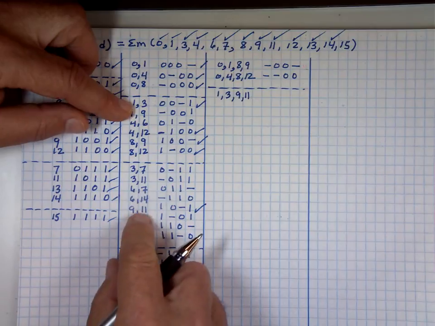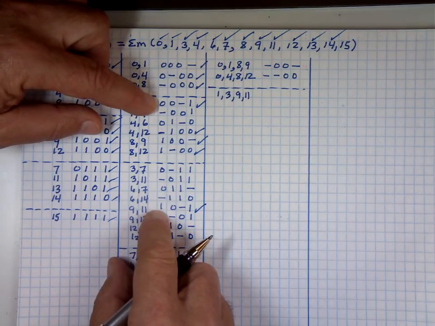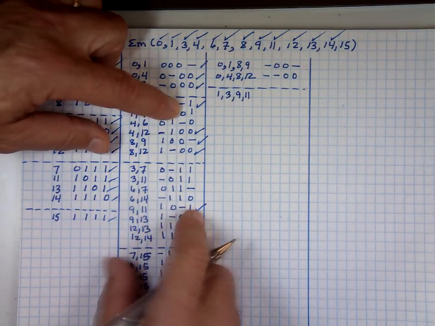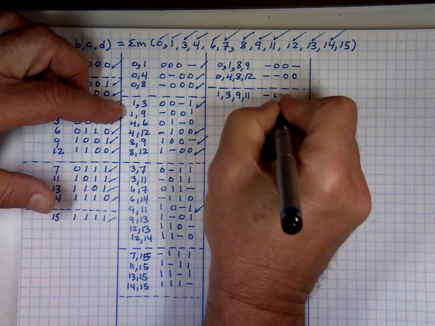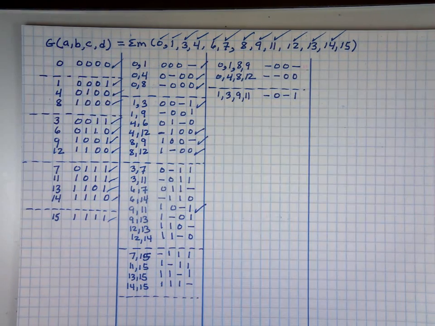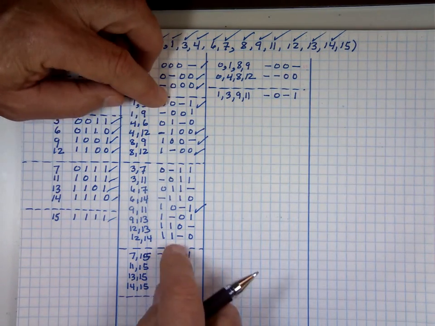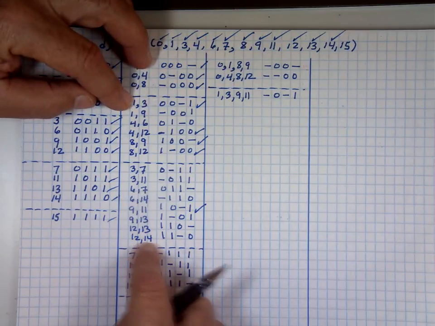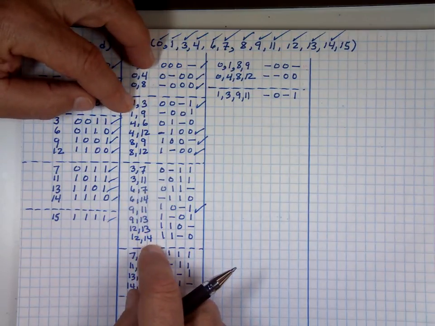Dash, 0, dash 1. 1 and 3 and 12 and 14. Do they match? The dashes are matching. No.